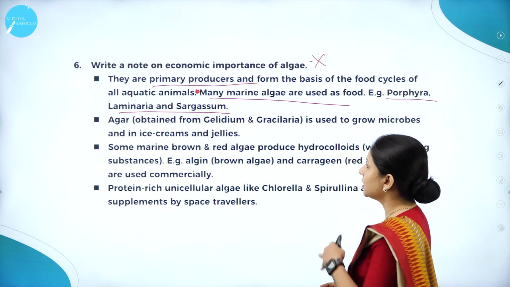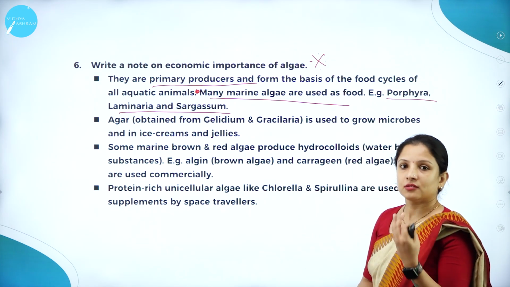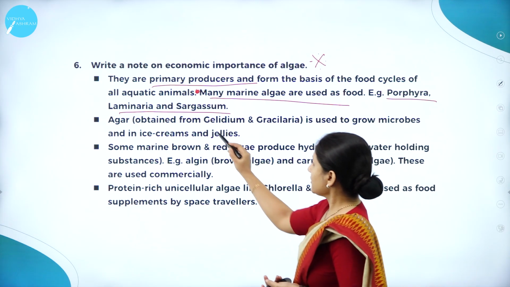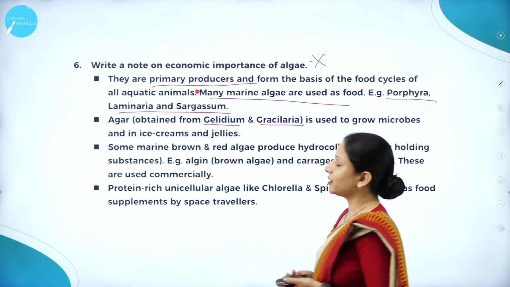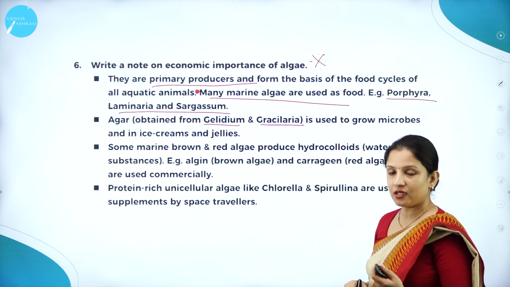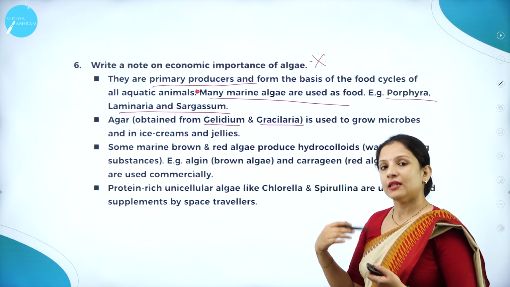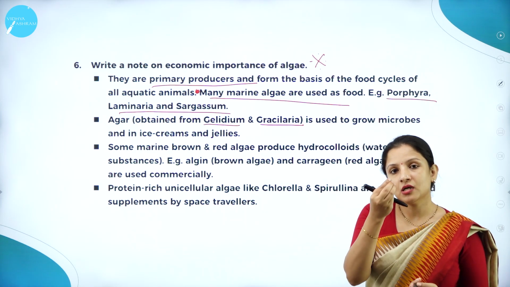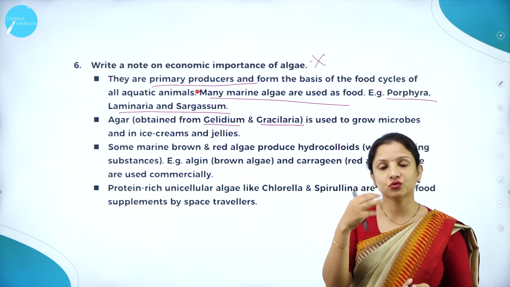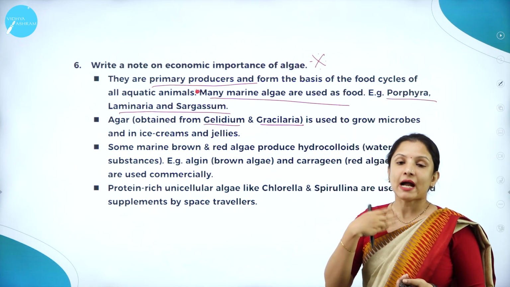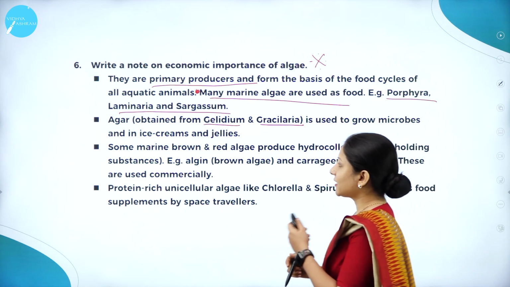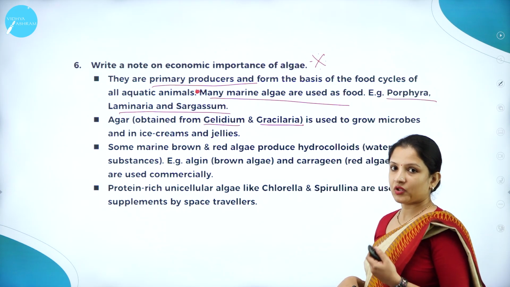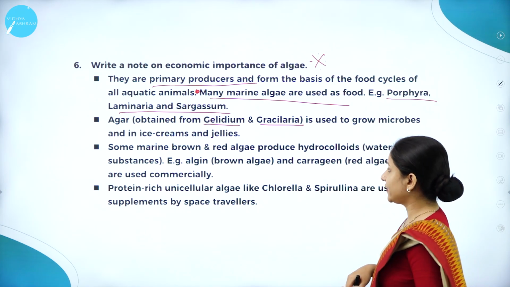It's quite famous. Next, agar, that is Gelidium. There are 2 forms of algae, Gelidium and Gracilaria. They produce a substance called agar, and that agar is used in laboratories for culturing of bacteria. And apart from that, since it is somewhat slimy and jelly-like, it is used for making jellies, jams, ice creams and all that. And there are some marine brown and red algae, the Phaeophyceae and Rhodophyceae members.